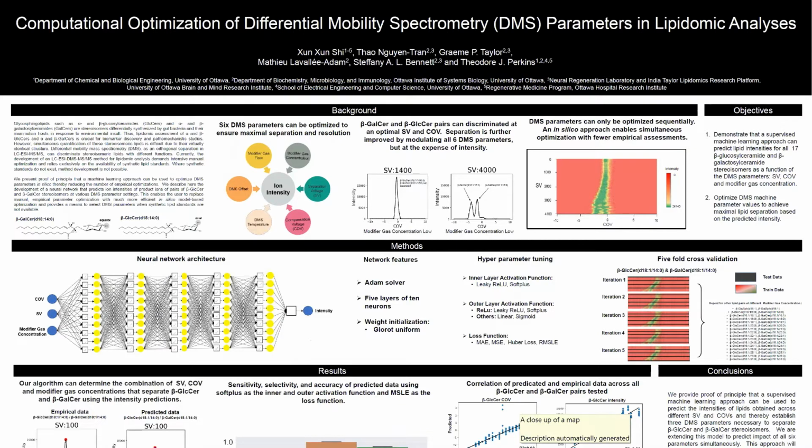I'm here to present my poster, Computational Optimization of Differential Mobility Spectrometry Parameters in Lipidomic Analysis. Glycosylsphingolipids such as alpha and beta glucosylceramides and alpha and beta galactosylceramides are stereoisomers differentially synthesized by gut bacteria and their mammalian hosts in response to environmental insult.